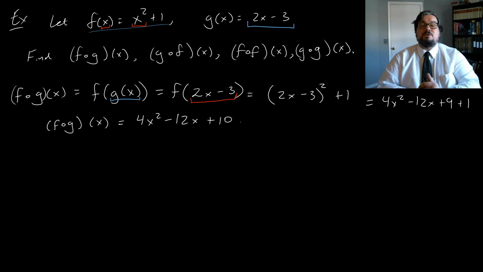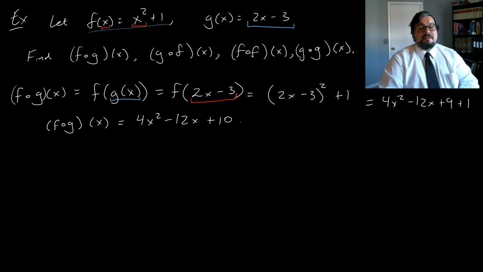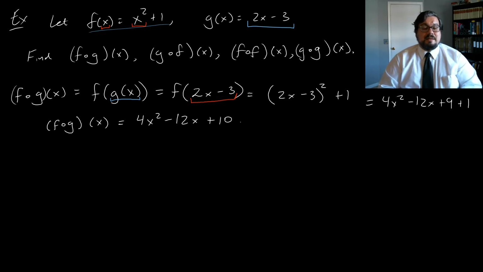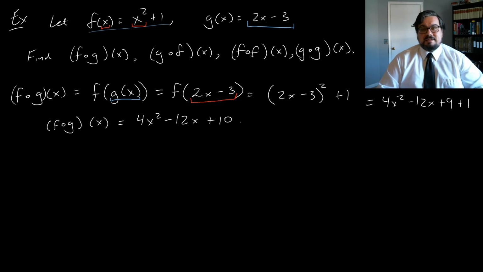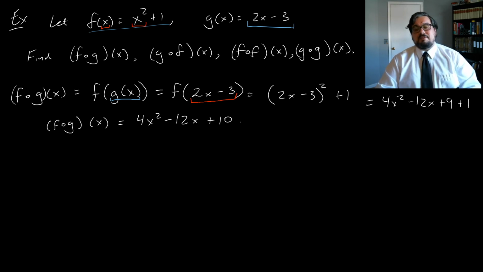This is telling you that if you take an input x and apply the function g to it, and then take that output and apply the function f to that, what you will get is 4x squared minus 12x plus 10. You'll notice that the composition of functions here is more complex than either of the original functions. This is usually the case. Usually a composition of functions will give you a more complicated function than either of the ones that you started with.